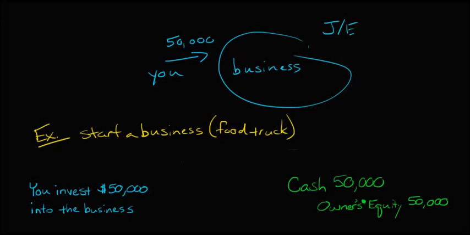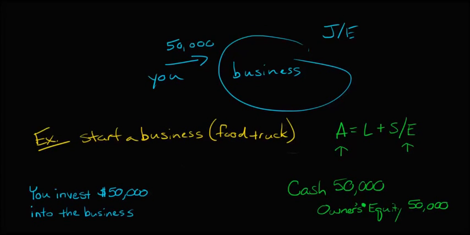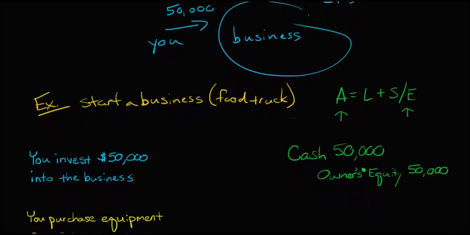What does this mean? That means the business has received $50,000 in cash, but now the owner of this business has $50,000 in equity. So if we think about our accounting equation, we've got assets equal to liability plus stockholders' equity, owner's equity, however you want to think about it. We've got assets going up $50,000 and equity going up $50,000. So this balances. So now let's think of another kind of transaction that could take place.